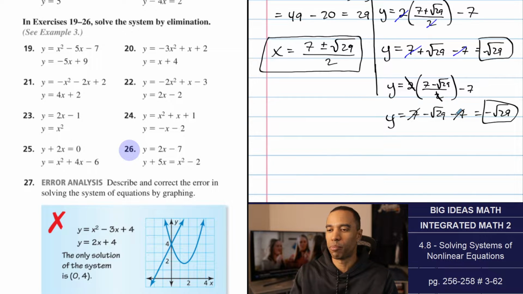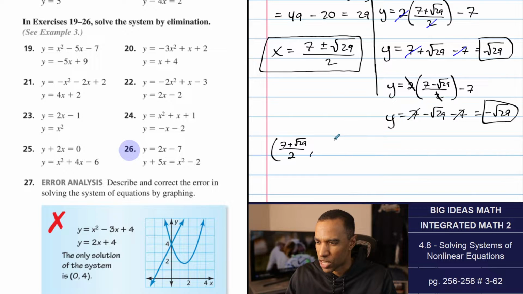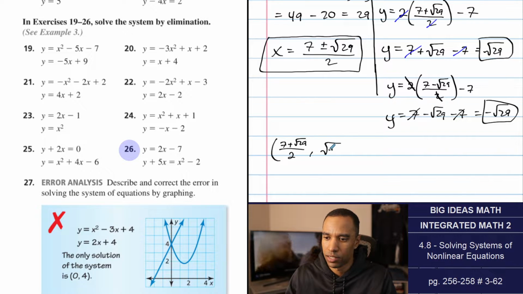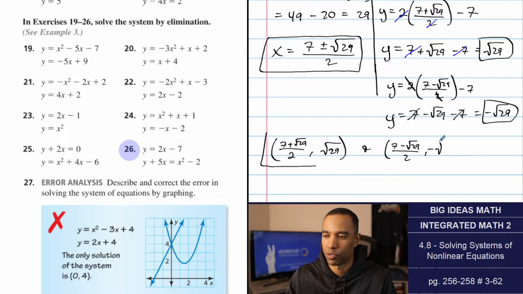So your two ordered pairs are 7 plus root 29 over 2, comma, root 29. Don't ask me what that approximates to. If I gave it time, I could figure it out. Root 29, I know that's somewhere between 5 and 6. And the other is 7 minus root 29 over 2, comma, negative root 29.